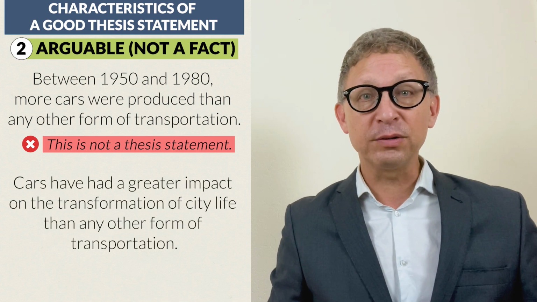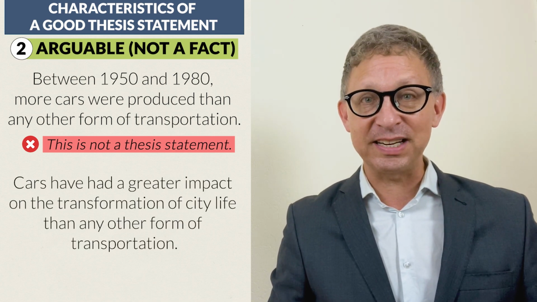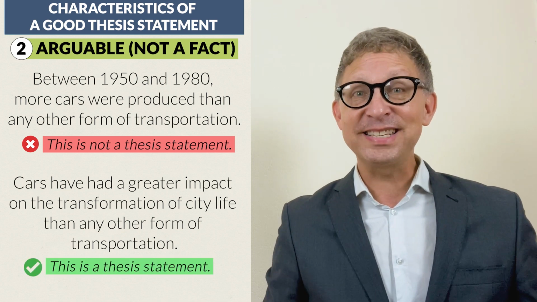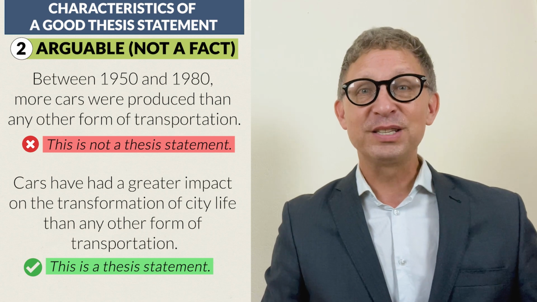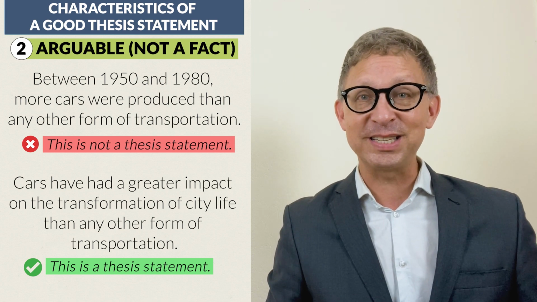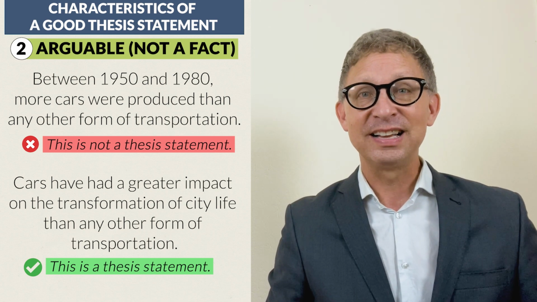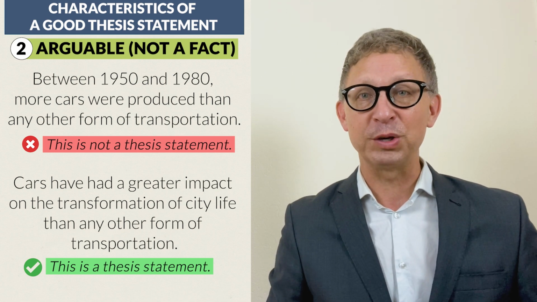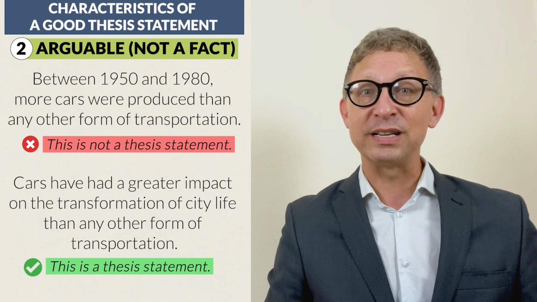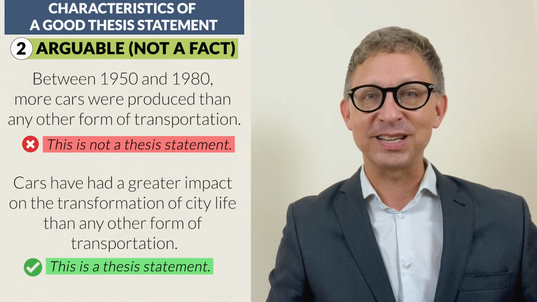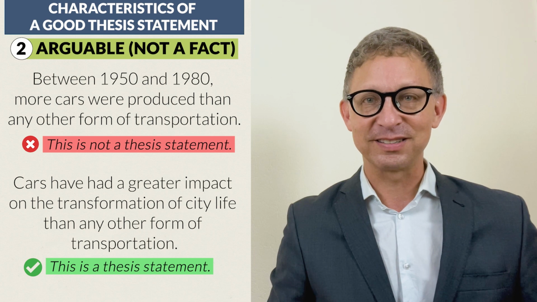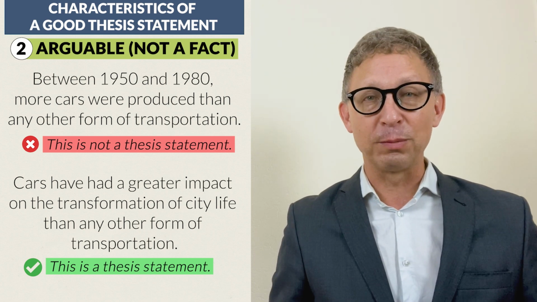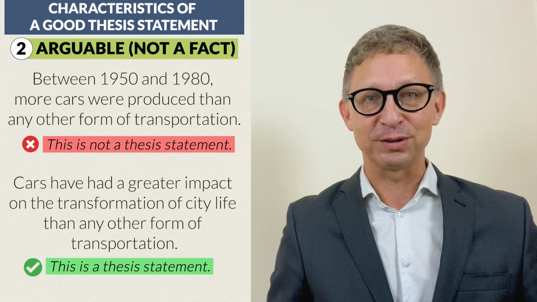"Cars have had a greater impact on the transformation of city life than any other form of transportation." This thesis statement is arguable, since you can't merely find statistics to verify it as a fact. It is debatable, and your position depends on how you argue it, since trains and waterways also have a claim on societal transformations. Let's look at one more example, since this is often a problem with inexperienced writers.